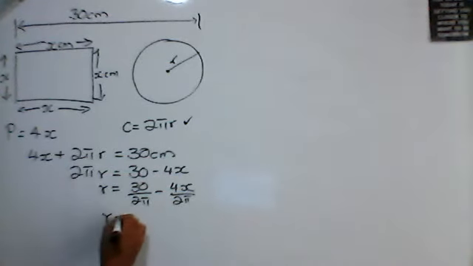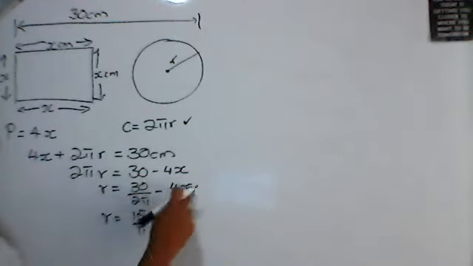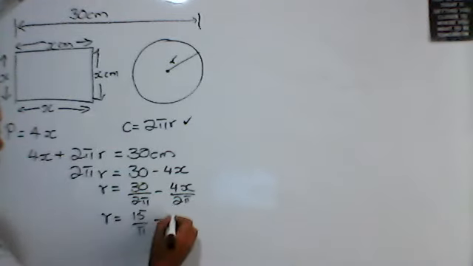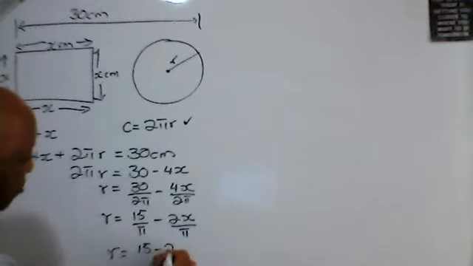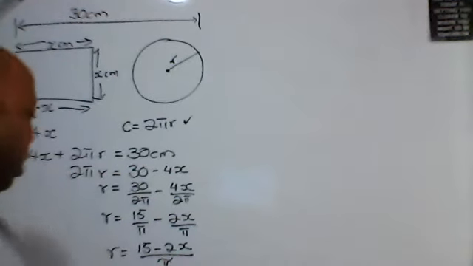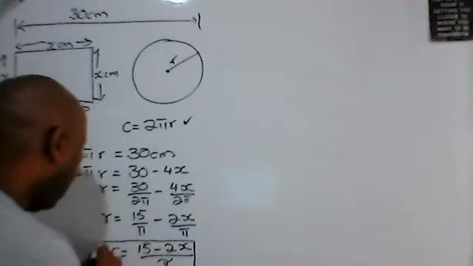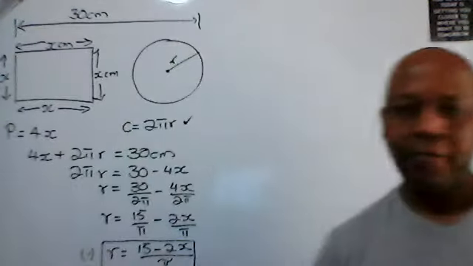So r is equal to 15 divided by pi minus 4 divided by 2, which gives 2x divided by pi. We can rewrite this in a nice simpler version: r equals 15 minus 2x, all divided by a common denominator of pi. That is the first part of the question answered. Write down r in terms of x. There you go.